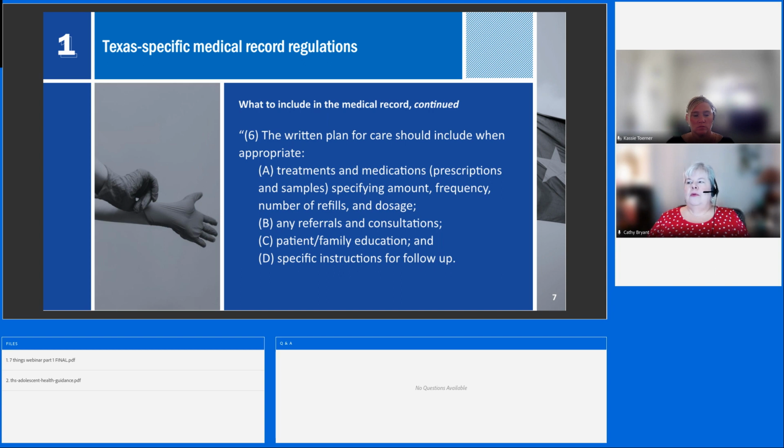The written plan of care is very important because if for some reason you aren't the next provider that sees the patient, this is going to give whoever sees the patient on your behalf next some insight into what your thoughts were, what your treatment and medications were, referrals, patient and family education, and specific follow up instructions. Again, for the last two, EHRs have actually helped us out because EHRs have a lot of built in patient education that can either be printed separately and handed to patients or certainly included in the post visit follow up.